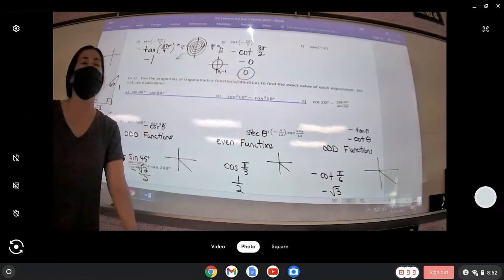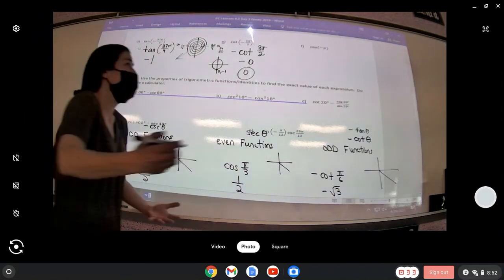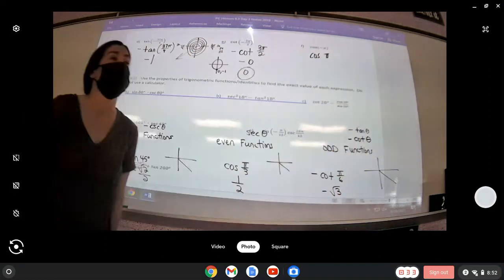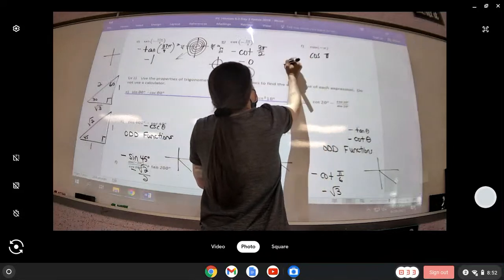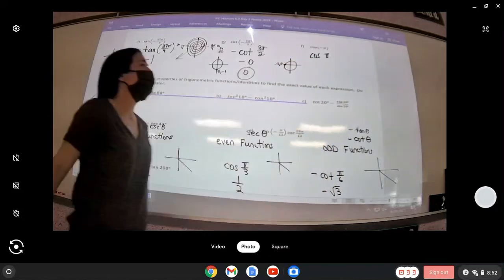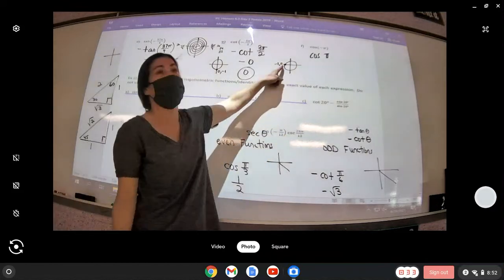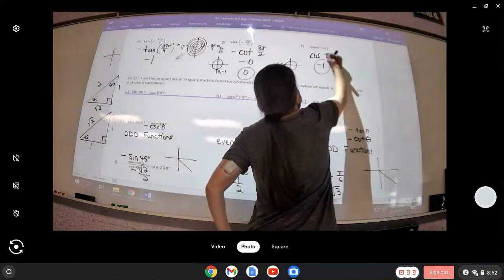Remember, cosine is the only even function. So it says if you have the cosine of the opposite of theta, that should just equal the original cosine theta, which is cosine pi, which is another one of your quadrantals. So I use my unit circle for this. There's pi radians, and negative pi sits in the exact same place. The x coordinate is cosine, so it's negative 1.